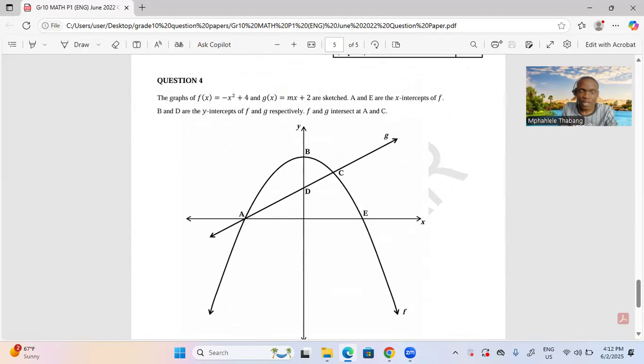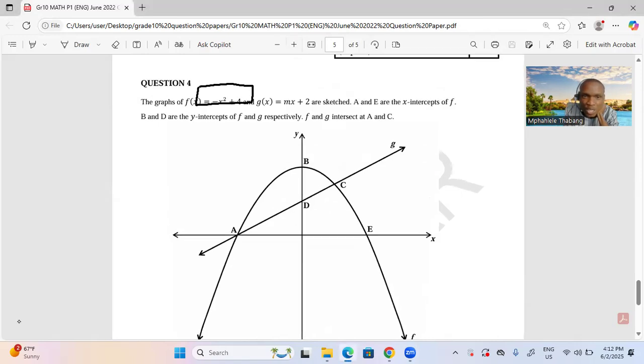The graph of f of x is equal to negative x squared plus 4. This is a quadratic function, or we call it a parabola function. Negative x squared plus 4. Let me try to increase the size. Okay, so we have a parabola function, negative x squared plus 4.